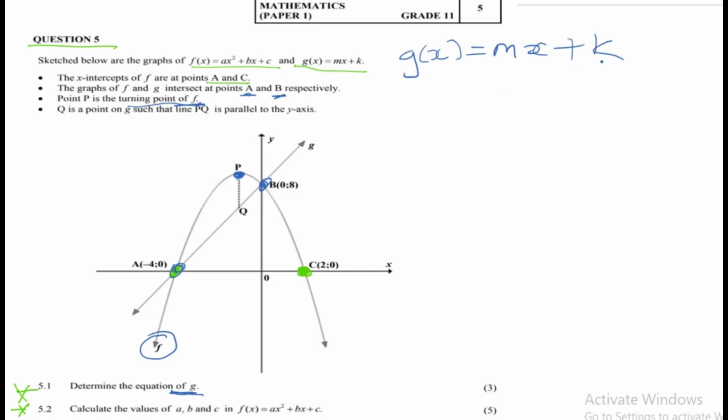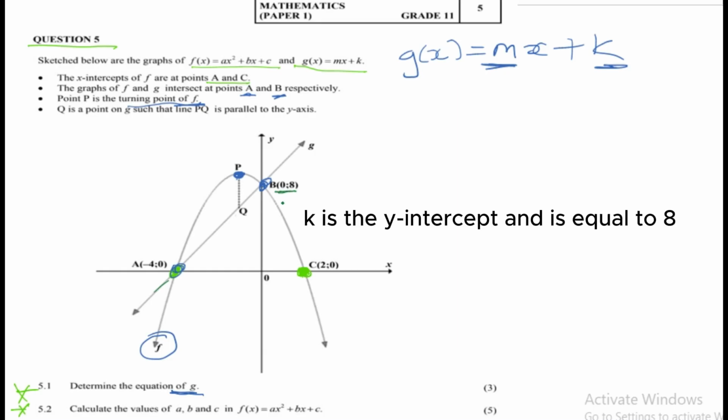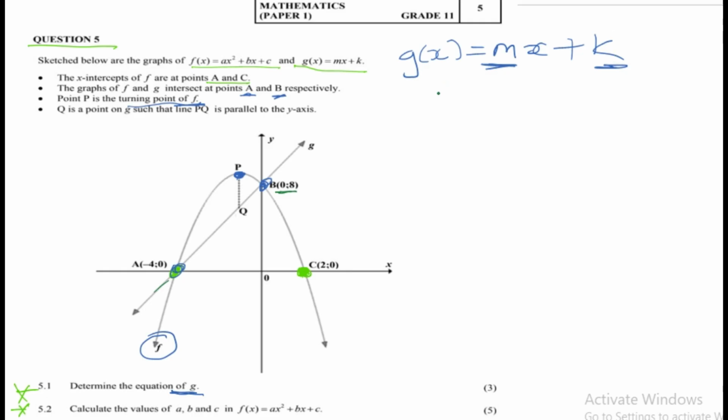So what we need to do, that means we need to find the value of k. We also find the value of m. And by so doing, we will have determined the function, which is g of x. Now, when you look at this graph, we can easily find our k by the look of things. This one is 0, 8. Therefore, 8 is the value of k. Now, k is equal to 8.